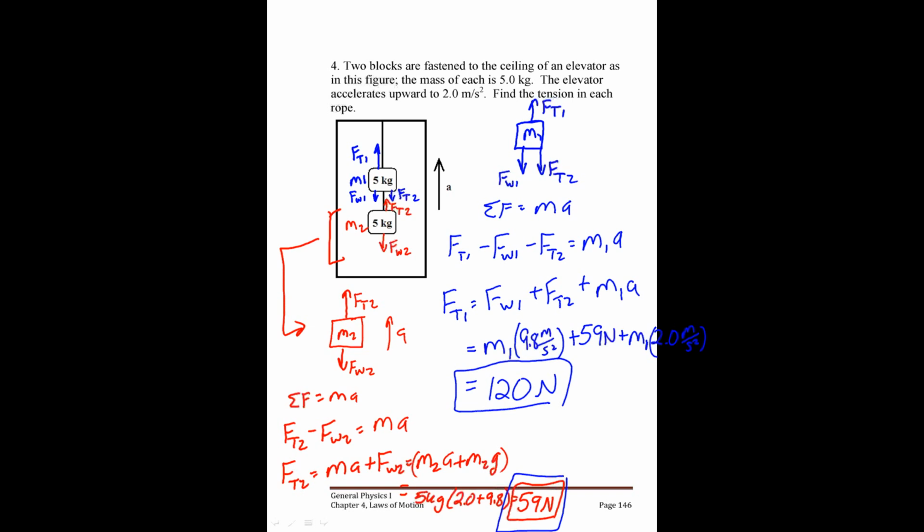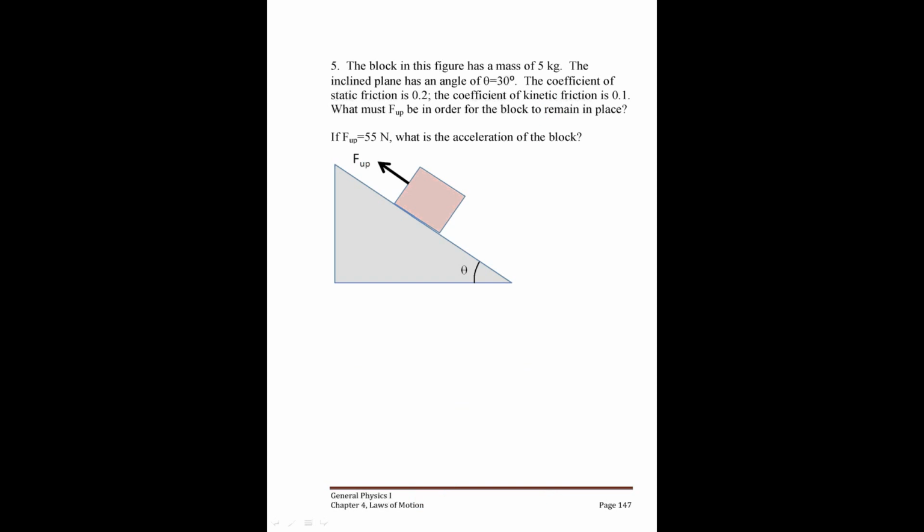All right. Problem number 4. That would be appropriate for an exam, though there are some more complicated ones, such as this one. The block in this figure has a mass of 5 kilograms. The inclined plane has an angle of 30 degrees. That's this angle. Whenever we're talking about an inclined plane, that's the angle we'll use to define it. Coefficient of static friction is 0.2. I'm just going to start writing some of these things down. The mass of the block is 5 kilograms.